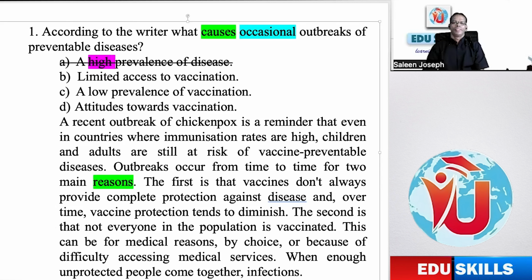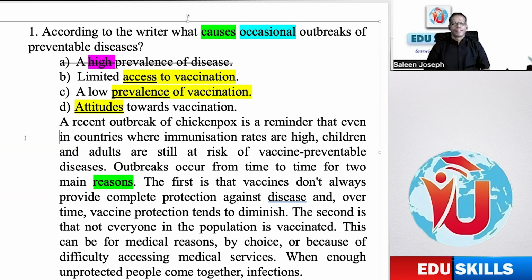Then the next one: limited access to vaccination. Then low prevalence of vaccination is the concept. Then below, attitudes towards vaccination. Now access, prevalence, attitudes. These are the three things you have to look into.